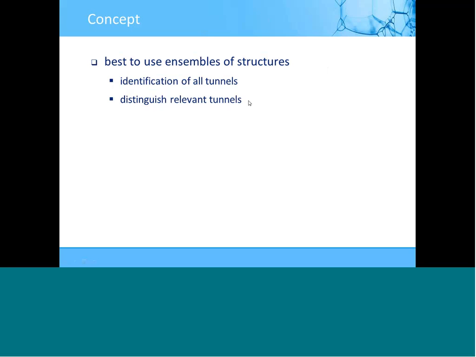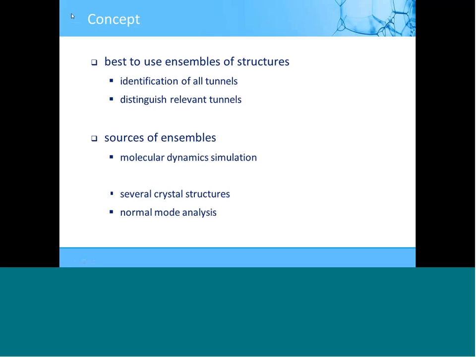It's important to mention that for the robust analysis of tunnels, it's best to search not only in a single static structure, but to use an ensemble of structures, which has 2 advantages. It allows the detection of more tunnels, and maybe more importantly, it then helps distinguishing relevant tunnels from some artificial, irrelevant ones. The ensembles of structures you can obtain in various ways. We prefer molecular dynamics simulation, but you can use NMR, you can employ multiple crystal structures, normal mode analysis, or just try to query a few databases with some dynamics ensembles.